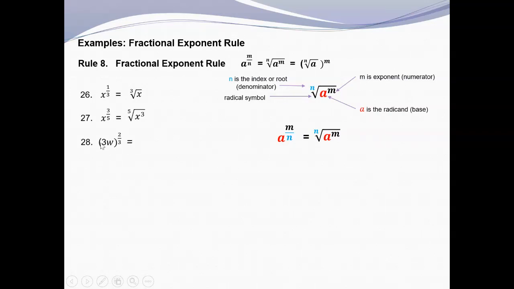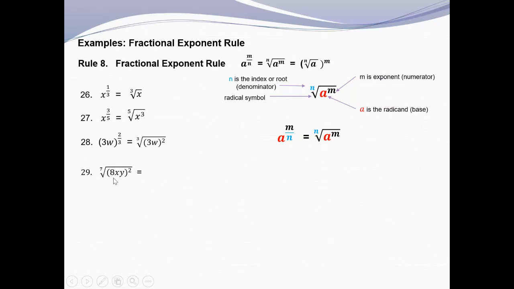For example, this one here. If you notice the 3w is in parentheses, so that means the 3w is going to be my radicand. That goes inside the radical. So this is the index, which is the denominator, and the power is 2. This you could simplify further. This could have been the cube root of 9w squared, but that's okay, we leave it like that.